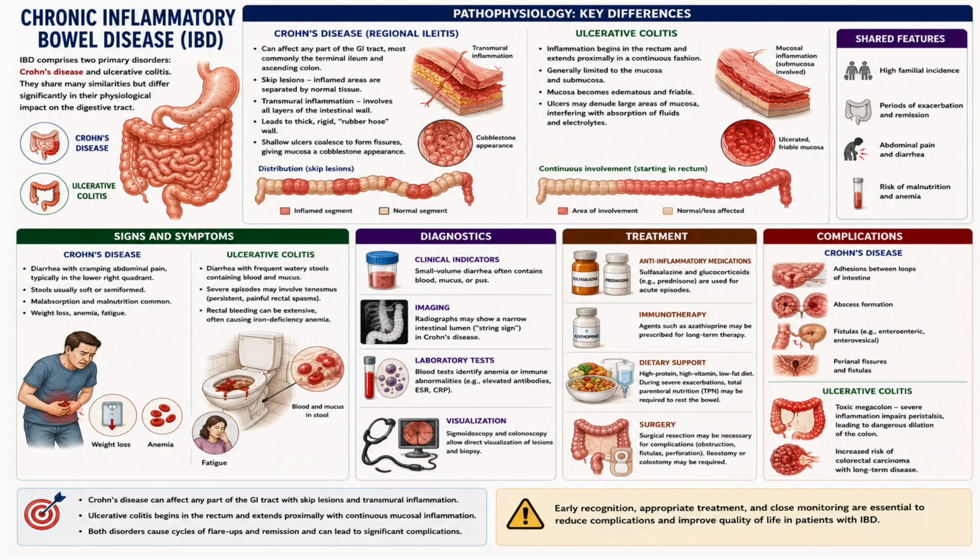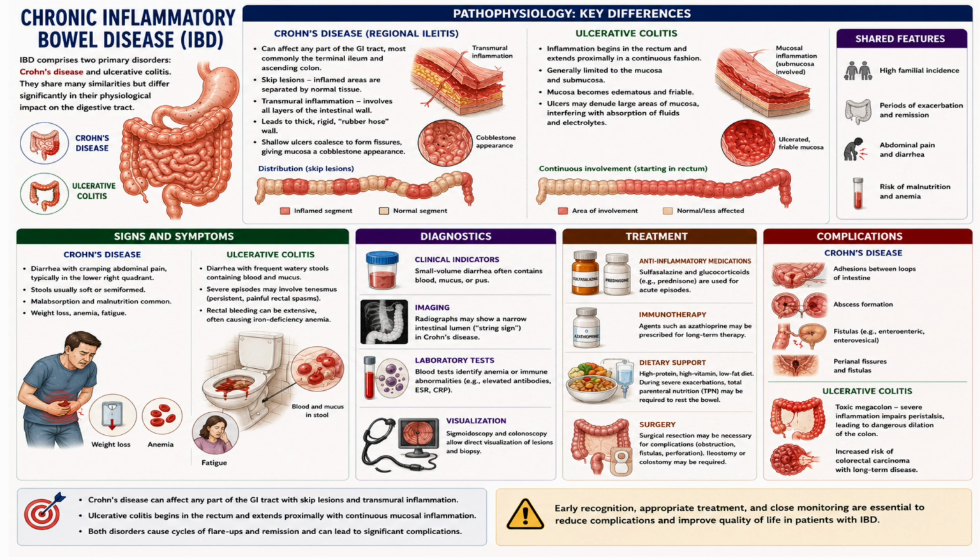Diagnostics include direct visualization through what we call sigmoidoscopy or colonoscopy, and imaging can reveal a string sign in Crohn's patients. Treatment focuses on reducing inflammation through either sulfasalazine or glucocorticoids, steroids basically, nutritional support such as TPN, total parenteral nutrition, to give the bowel a rest. This actually is used during severe episodes, and surgical resections like an ileostomy when necessary.